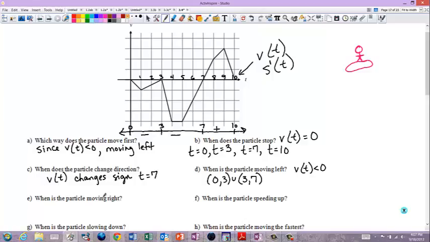When is the particle moving right? Well, the particle is moving right when velocity is greater than 0. Velocity is greater than 0 from 7 to 10. Where is it? Above the x-axis. Where is it? Positive. From 7 to 10.